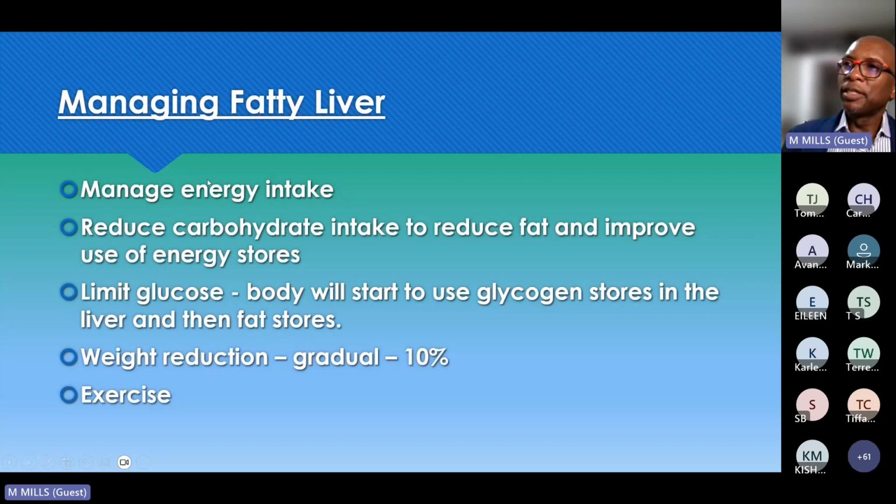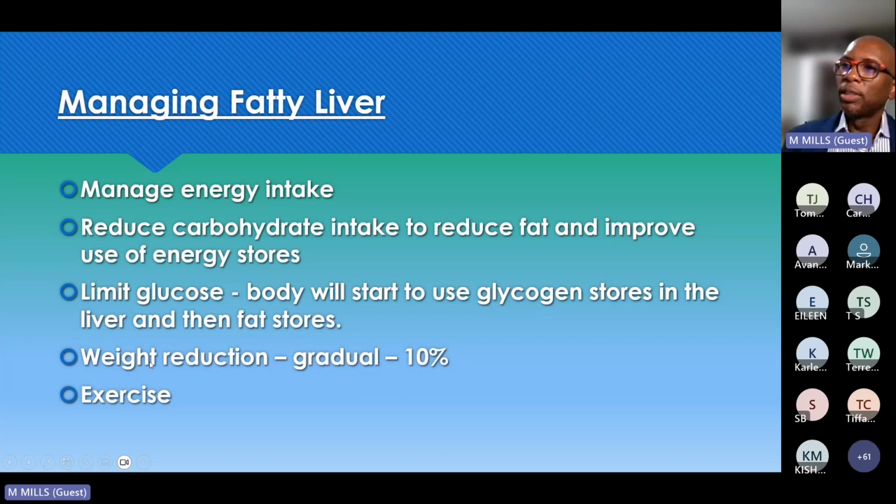So managing the fatty liver then is basically managing your energy intake. You want to reduce your carbohydrate intake, especially those calorie dense things, processed foods, because you want to reduce fat and improve the use of the energy stores. You want to limit the glucose consumption, so simple sugars in your diet. You want to definitely cut back on that because your body will start to store glycogen and then ultimately transform that to fat stores, which ultimately end up in the liver.